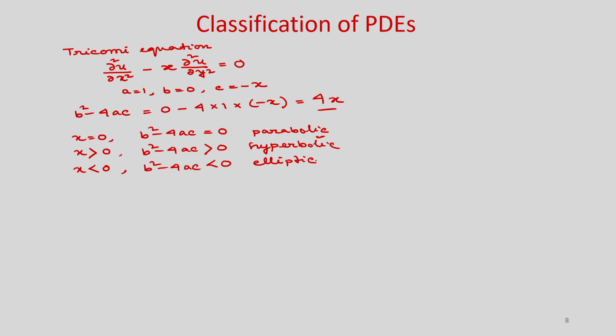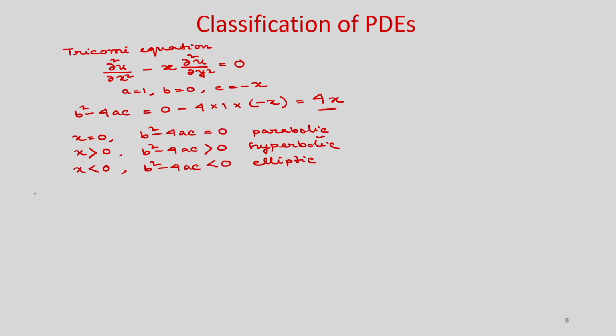So, you can see this equation, the mathematical behavior will depend on the value of x and it will change its behavior depending on the value of x. So, it may be elliptic, parabolic or hyperbolic. Let us consider another equation. Okay, so, that is known as the equation for steady compressible flows.